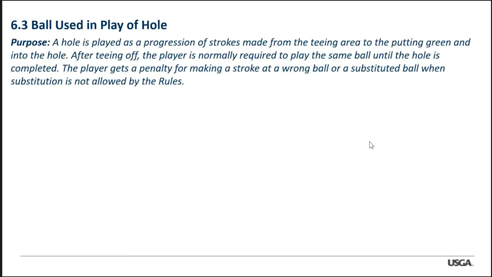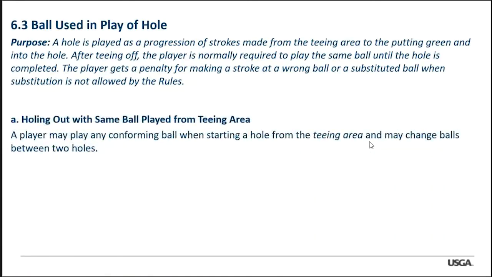The player gets a penalty for making a stroke at a wrong ball or a substituted ball when that substitution is not allowed by the rules. Okay? So a pretty straightforward little explanation of what ball to use when we're playing one hole. There are examples where we can substitute it that we're going to get into.